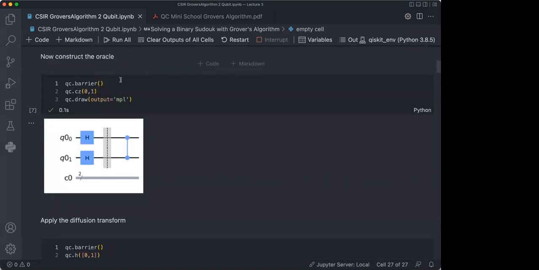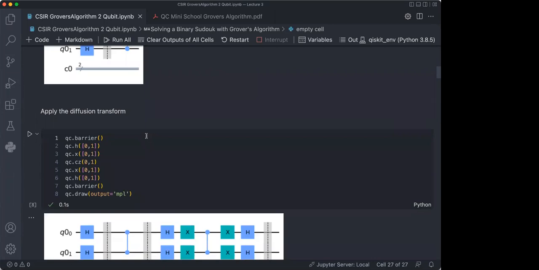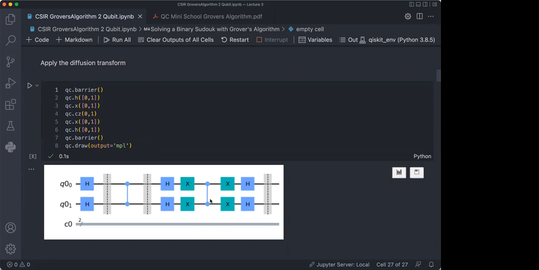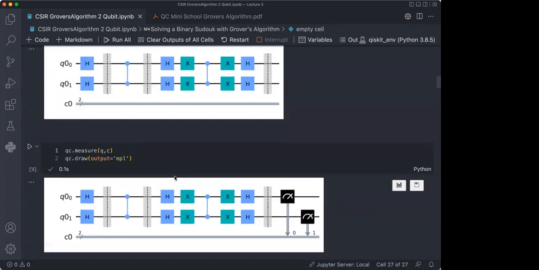Then to construct the oracle, remember I said that the oracle is just going to be a controlled Z gate. So we place a barrier after our uniform superposition, and we put the oracle in here, which is just this controlled Z gate. I'm doing that using this CZ gate here. Then I can apply the diffusion transform. For 2 qubits, we know that the diffusion transform is just going to be X gates like that, a CZ in the middle, X gates here, and Hadamards on either side. That's what I've implemented here directly in Qiskit. I place another barrier to separate the diffusion transform from the measurement, and then I measure both qubits.